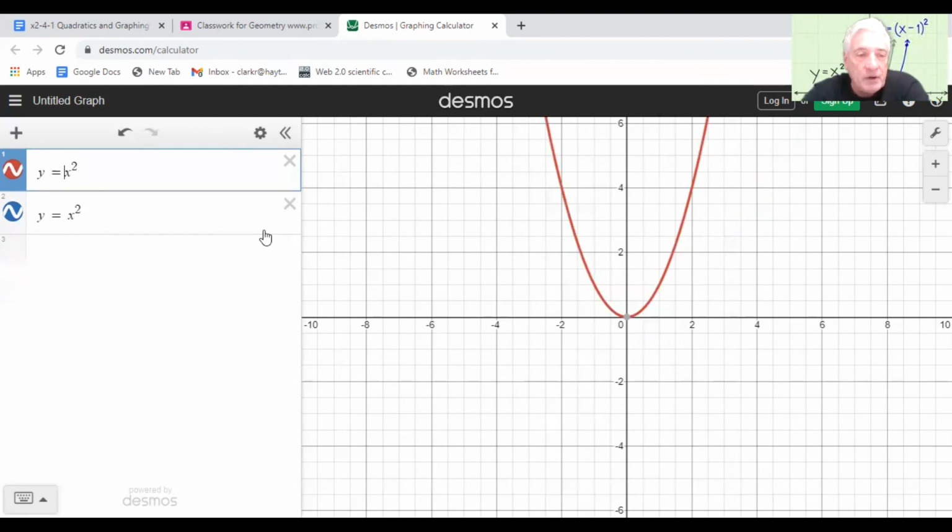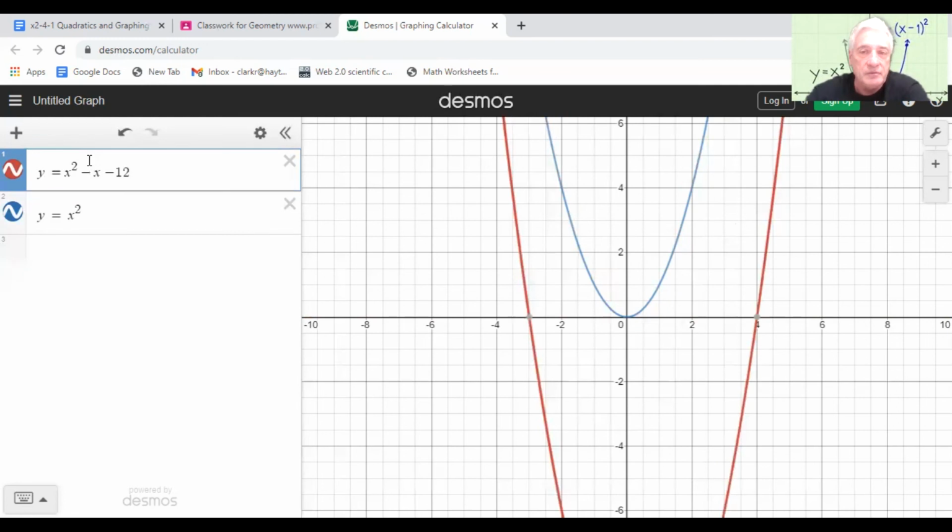Most of the time, we're going to graph the quadratics. Our quadratics are going to be in standard form. You've seen standard form several times, starting with pre-algebra. We have an x squared term, then we have an x term, and then we have a constant term. So the one I want you to graph last is x squared minus x minus 12. Let me get rid of the parent function temporarily.